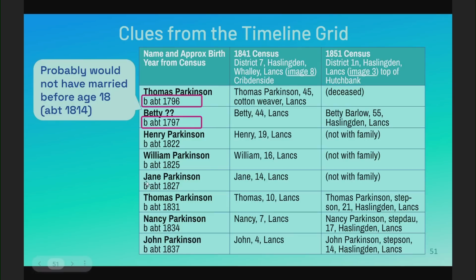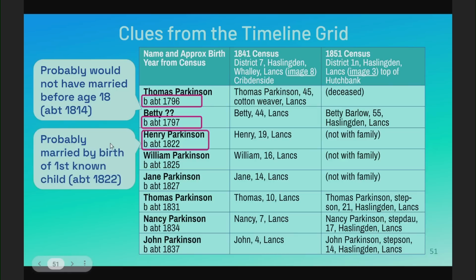Well, I can deduce from their ages they probably wouldn't marry before age 18. So I want to start my search about 1814. They probably wouldn't get married after the birth of their first child. I have seen it happen, but probably not. It's the exception. So our range here, we're probably going to find a marriage between 1814 and 1822.